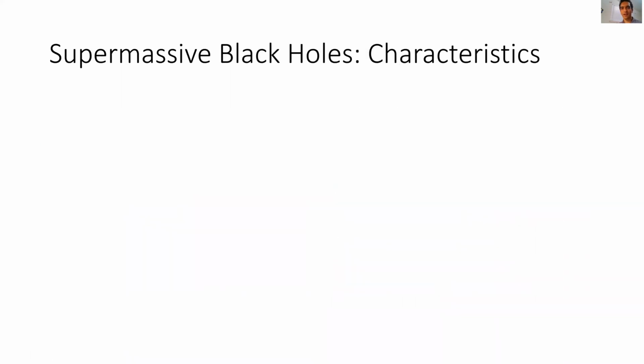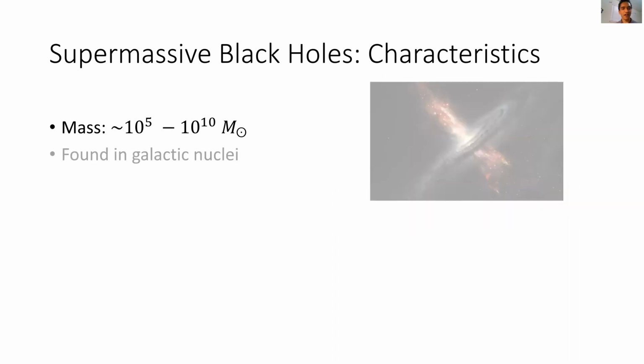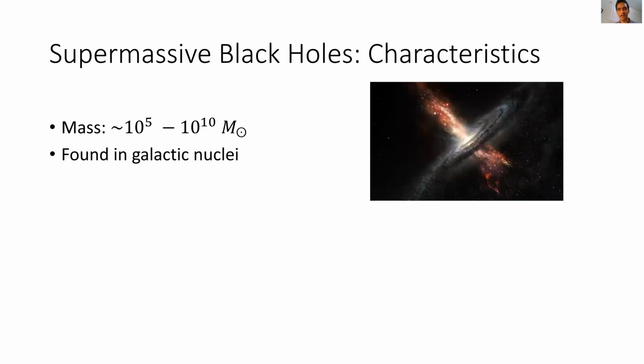So now on to supermassive black holes. Some of their characteristics: they have much, much larger masses. They're on the scale of hundreds of thousands to billions, even tens of billions of solar masses, whereas the stellar mass ones were, remember, less than 100. They're found in galactic nuclei. Rather than being randomly scattered in galaxies, they're found directly in the center, and we don't really have good evidence to show that they're found anywhere else.